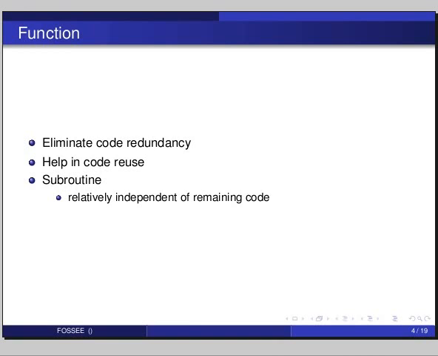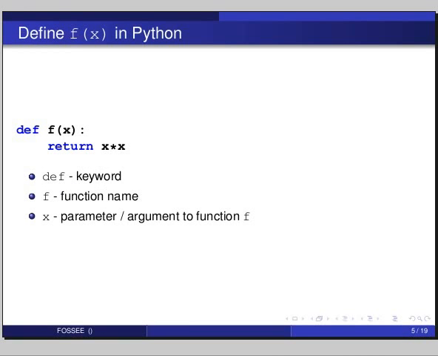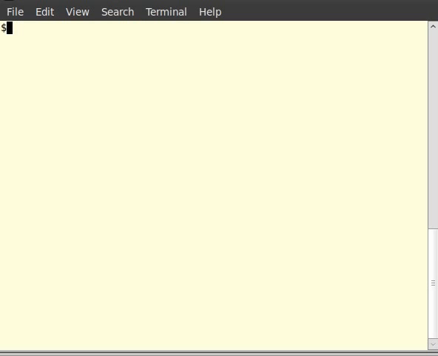So now, consider a mathematical function f(x) equal to x squared. Here, x is a variable, and with different values of x, the value of the function will change. When x is 1, f(1) will return the value 1 and f(2) will return us the value 4. Let us now see how to define the function f(x) in Python.